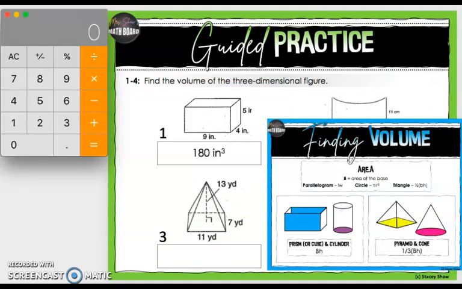Now on number 3, we need to find the volume of this square pyramid. Remember, we're calling it a square pyramid because the base is a square. It's named by the base. So if we come over here to our cheat sheet, find pyramid, and for pyramids and cones, it's 1/3 times the area of the base times the height.